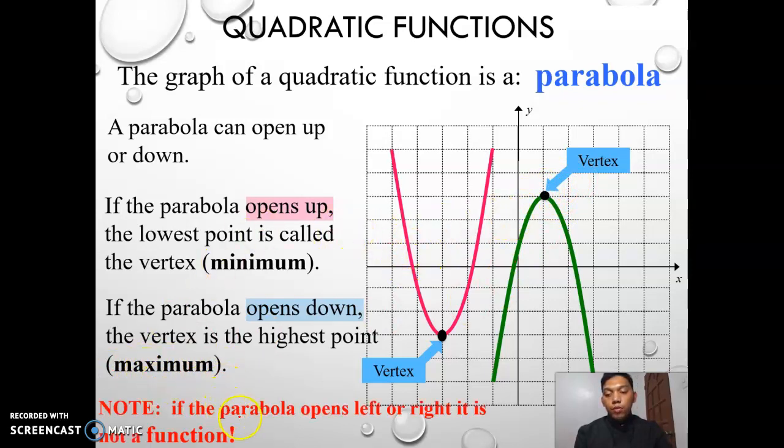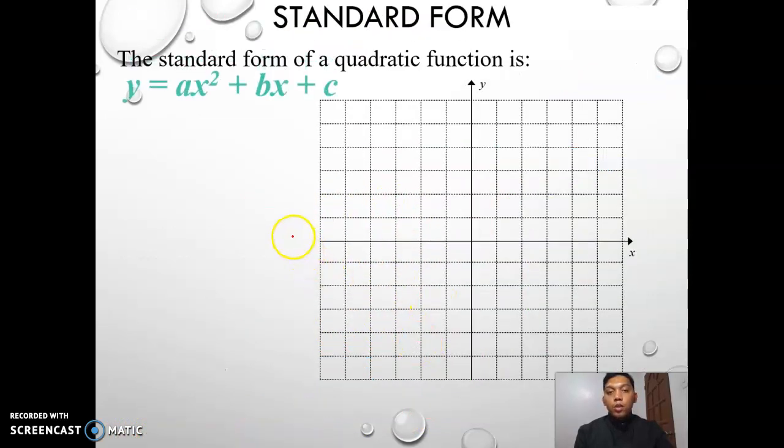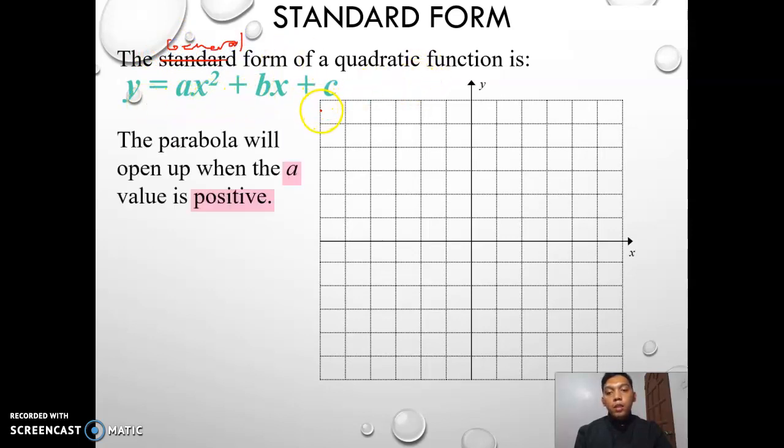Note, if a parabola opens left or right, it is not a function. For it to be a function, it should open up or down. The general form of a quadratic function is ax squared plus bx plus c.